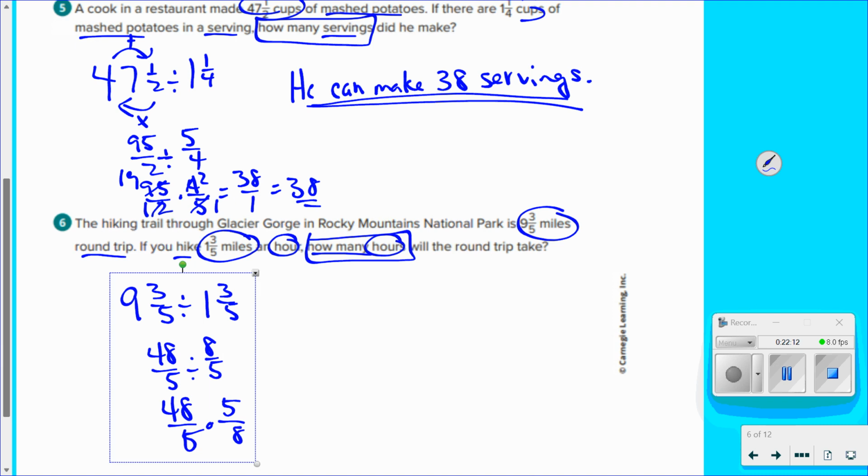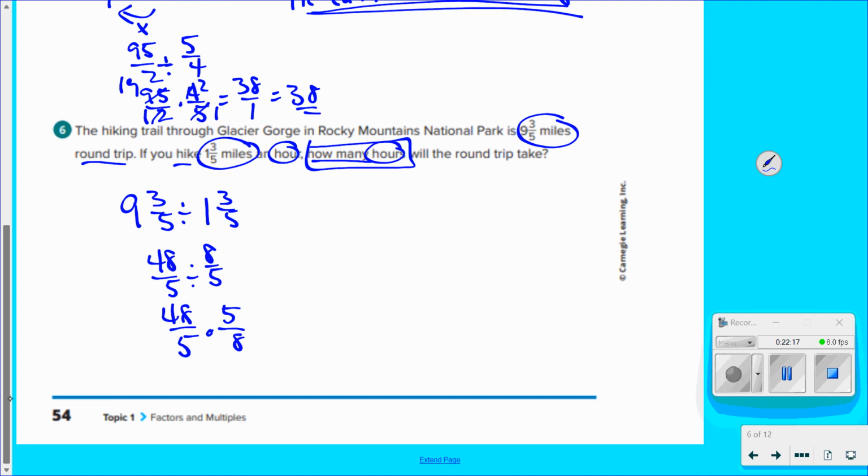Let me rewrite that one. That bar on that 5 came up funky. And again, reductions make this very easy. I have 5s on both sides. Those become 1s. I have 8 and 48. I can divide both by 8. Now it's just 6 times 1 is 6. 1 times 1 is 1. My answer is 6.